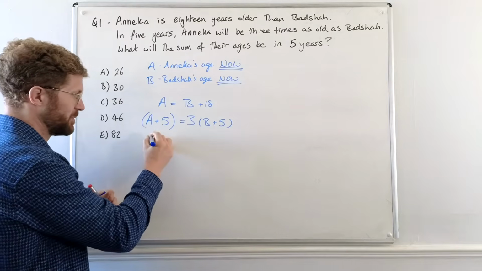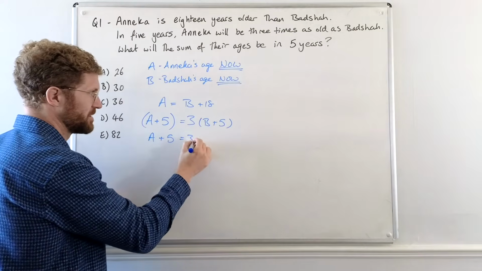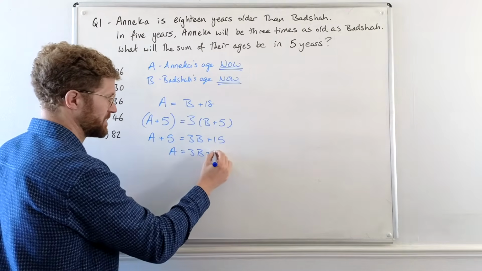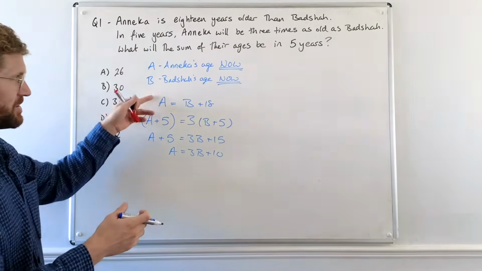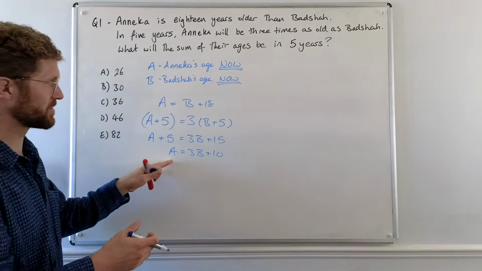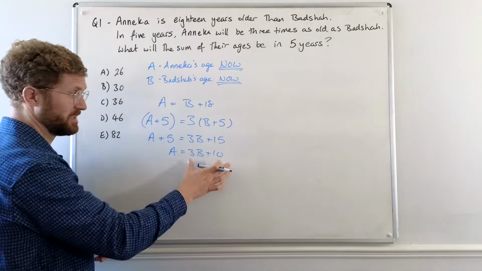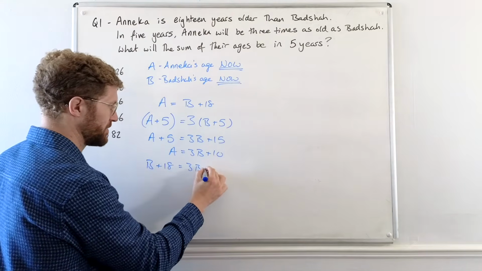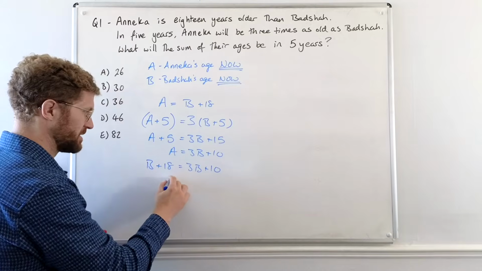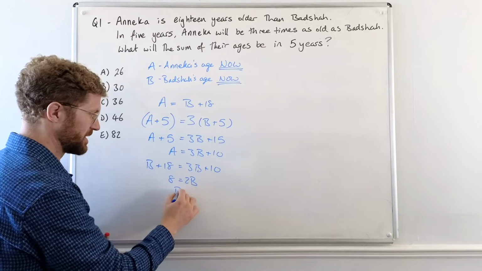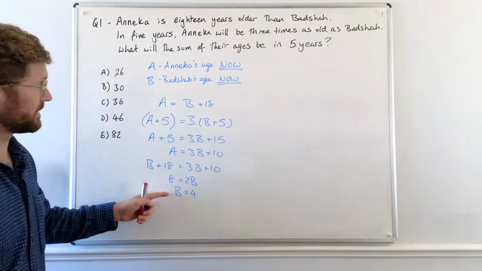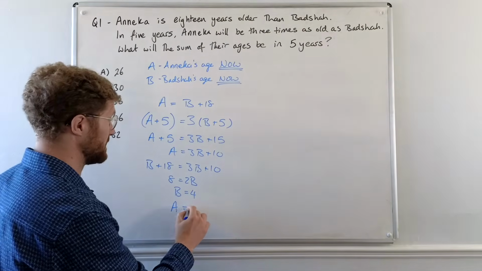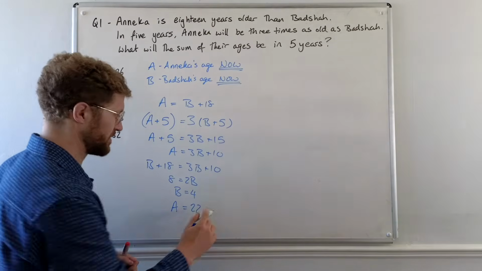Taking this second one, I'm going to simplify it a bit. A plus 5 is equal to 3B plus 15, so A is equal to 3B plus 10. Here I've got two equations that both have A equal something, so I'm going to push them together and say B plus 18 is equal to 3B plus 10. That means that 8 is equal to 2B, so I can say B is equal to 4. I can then take this, B is equal to 4, put it back into the top equation and say that A is equal to 18 plus 4, that's 22.